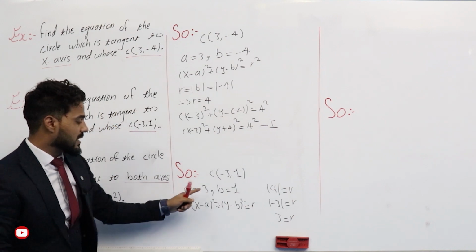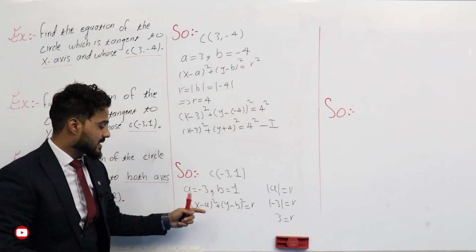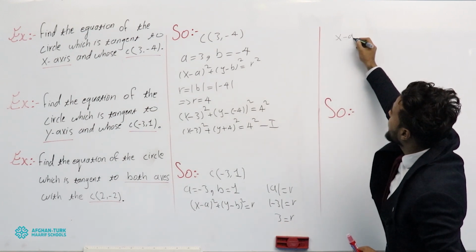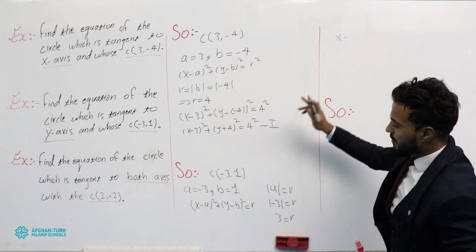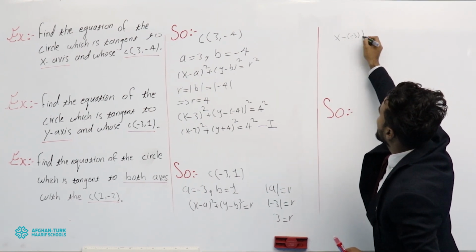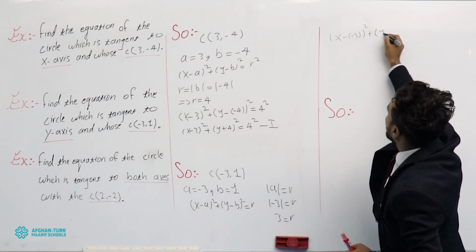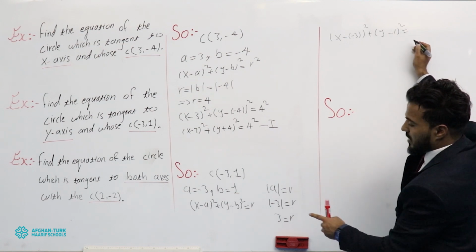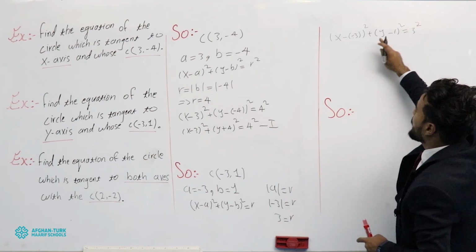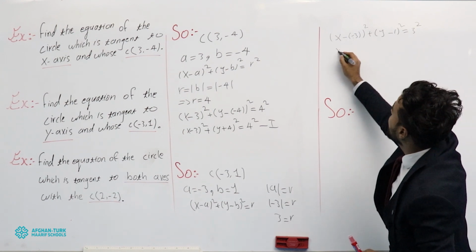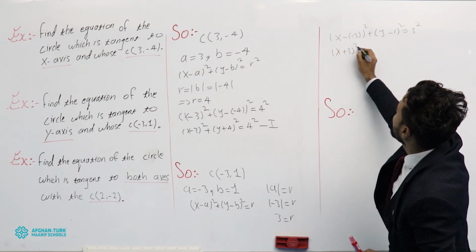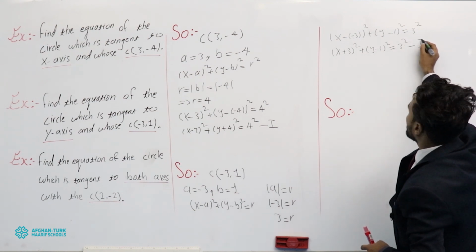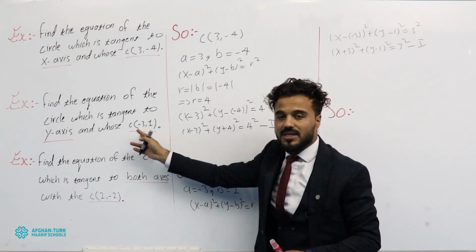Now I am going to substitute a, b and r in this standard equation. We will get (x − (−3))² + (y − 1)² = 3². When we simplify this equation, we will have (x + 3)² + (y − 1)² = 3². This is the equation for which circle? For this circle whose center is (−3, 1).